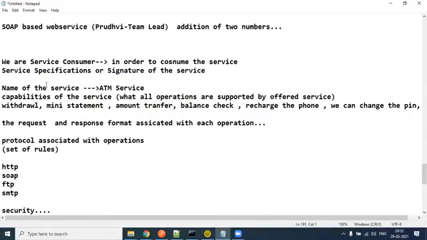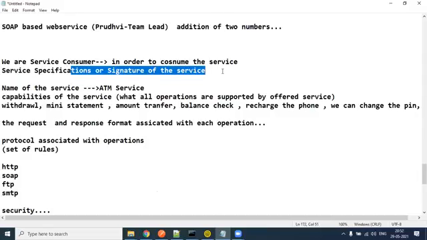So I'll give you another example. If you purchase a smartphone or a smart television, do you get a user manual? Yes. And what is the role of that user manual? To guide you how to use that. Same is the role of these specifications.